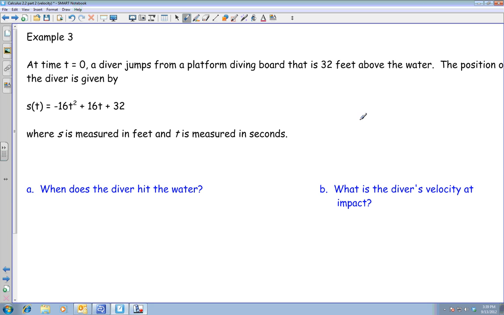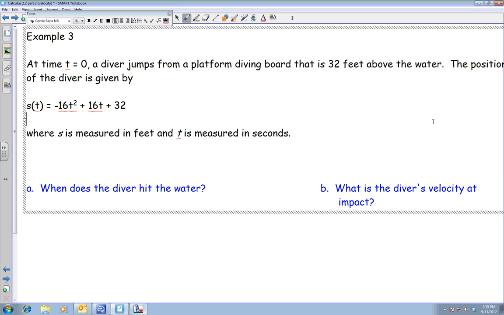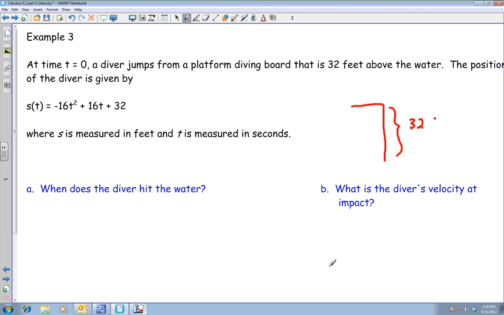So let's look at what we have first. Here's my diving board. I know that this is 32 feet above the water. All right, so here's my guy. He's going to jump off and he's going to go down and hit the water. So the first question says, when does the diver hit the water?